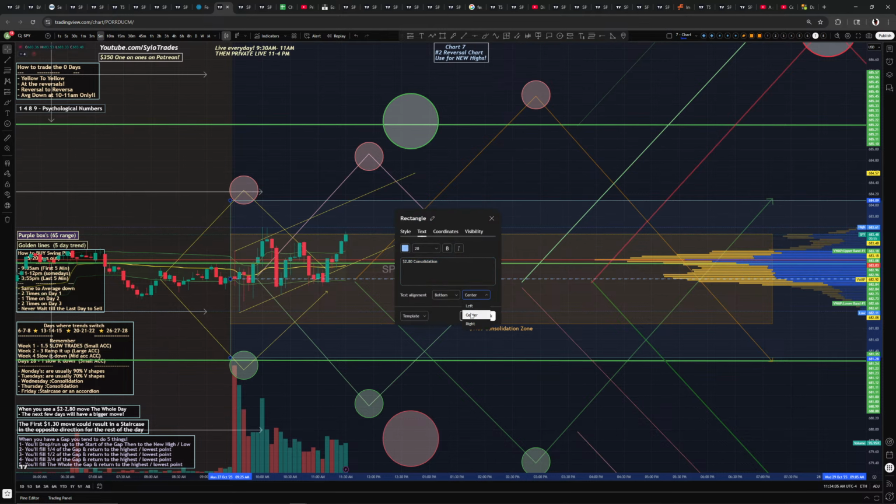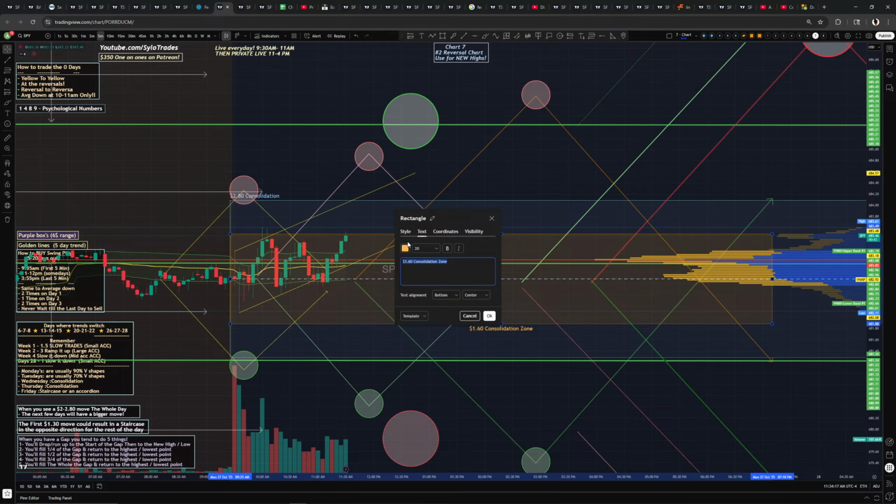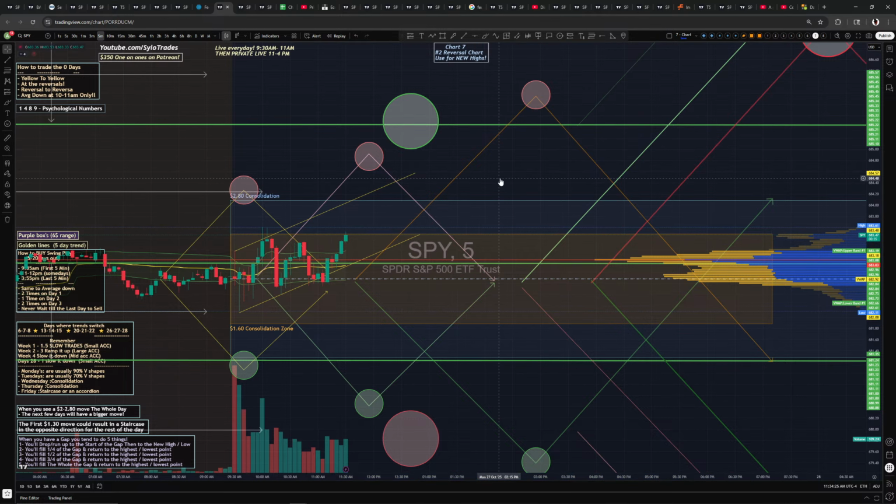I also realized this should be at the left side towards the top. And this one, the orange one, it's $1.60. That's the size of the box, by the way. So the orange one, we should put this to the left and then put this at the bottom.